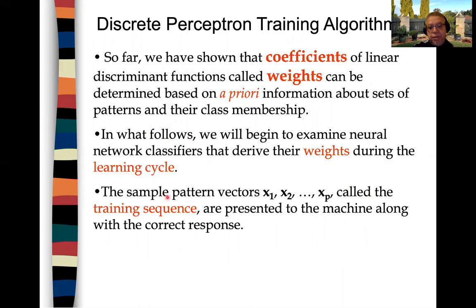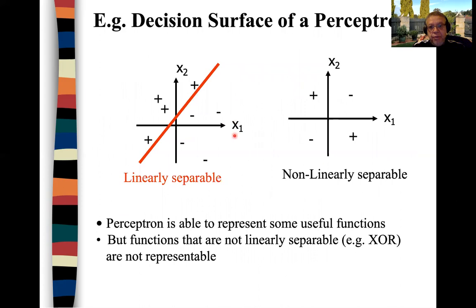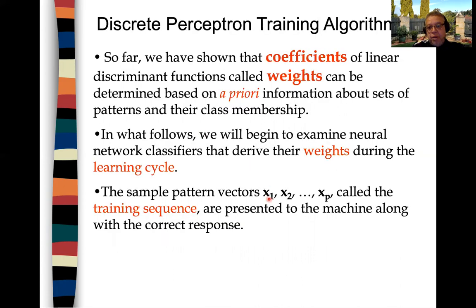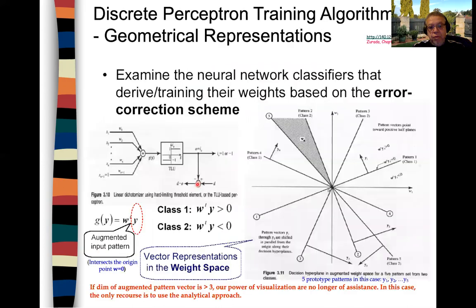So the sample patterns, we have x1, x2, xp. These are vectors. That's why I bolded them, as opposed to these lowercase x1, lowercase x2, which are the components of these vectors. Sorry for any misleading notation. So these vectors, these patterns, constitute our training sequence or training patterns, and they're fed to the perceptron or to our learning system to find the weights.